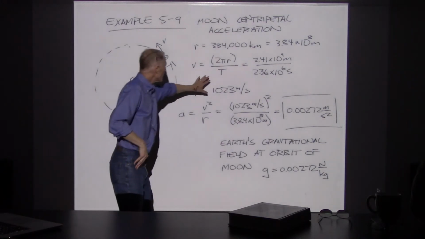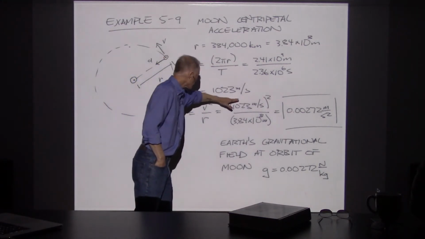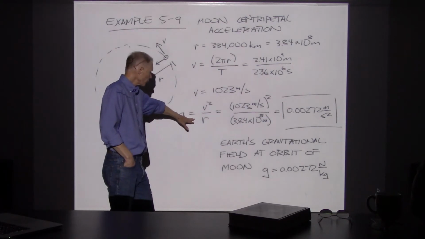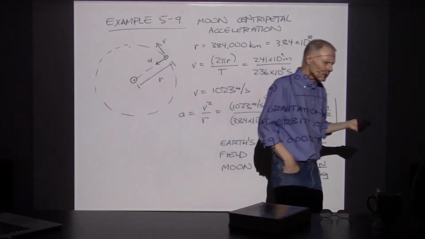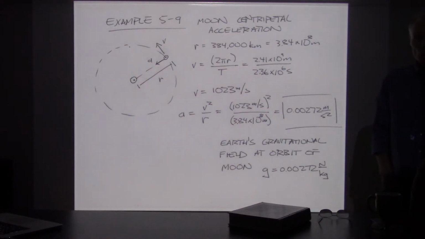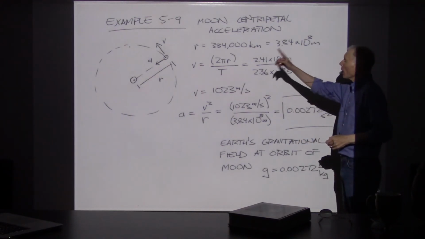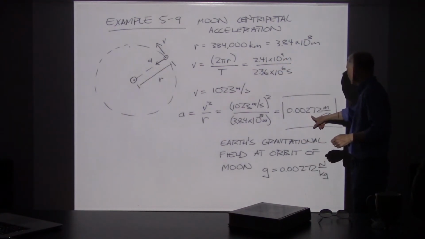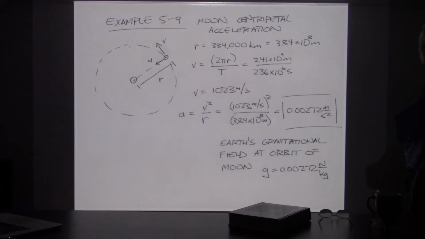Anyway, getting back to this, I got a velocity of 1,023. I've got to square that according to my kinematic formula and divide through by r. Now the speeds are really fast, but the distance is really big too. And what we're finding is the acceleration of the Moon towards the Earth is not so big, right? 0.00272 meters per second squared. So the acceleration is kind of tiny.